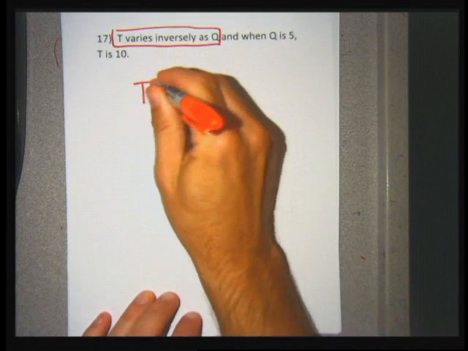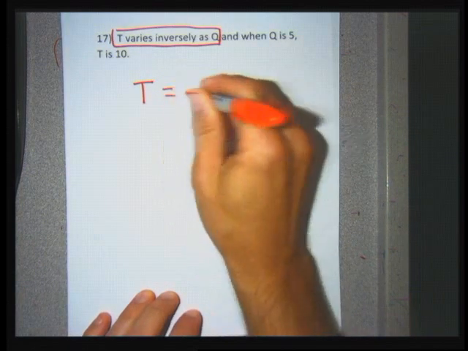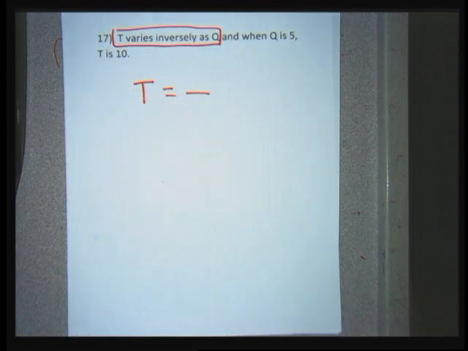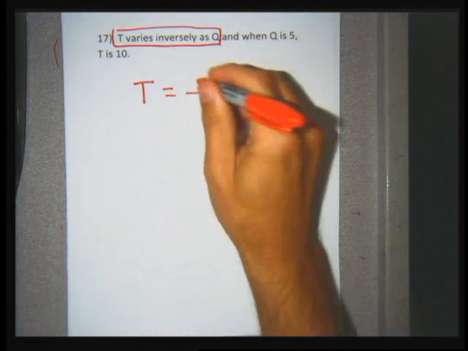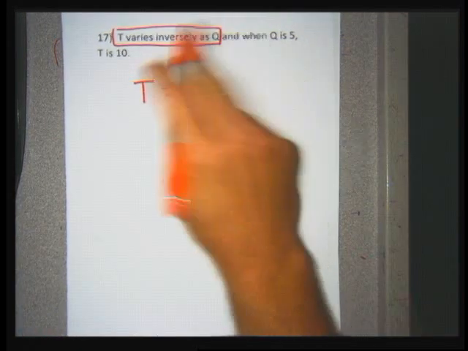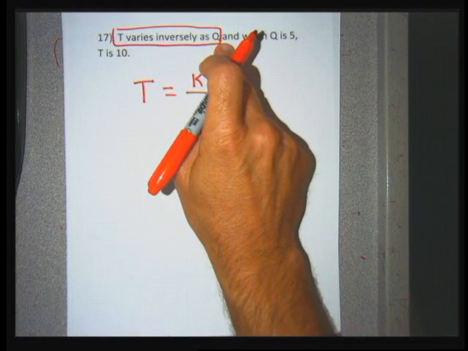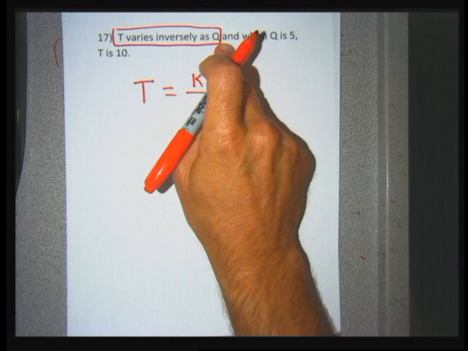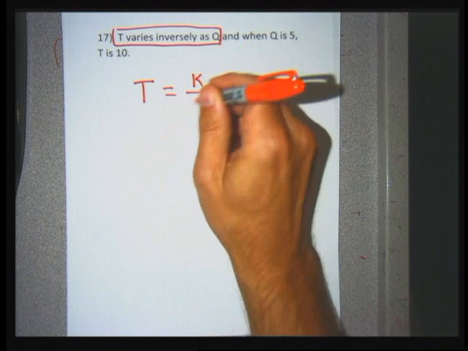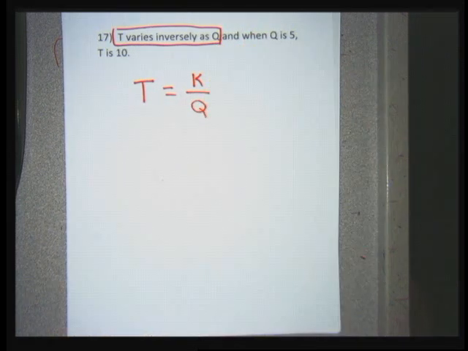The first letter I see is t. I write a t, then an equal sign. I see varies inversely, so I know I need a fraction with a k in the numerator. After the words varies inversely, I see the letter q, and there aren't any words like square, square root, cube, or cube root to tell me I need anything but the letter q. So that's the equation. Now I'm going to plug the numbers in.